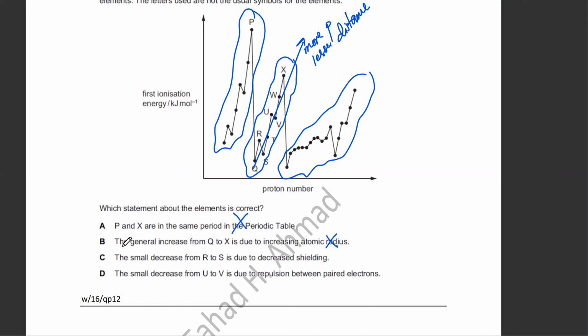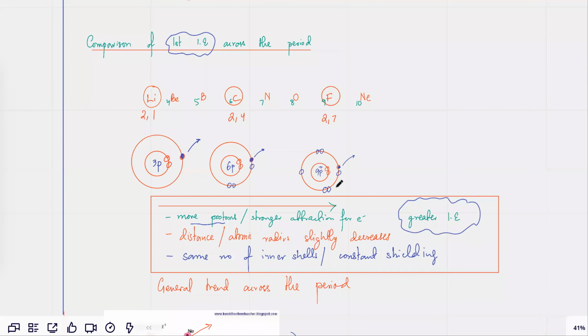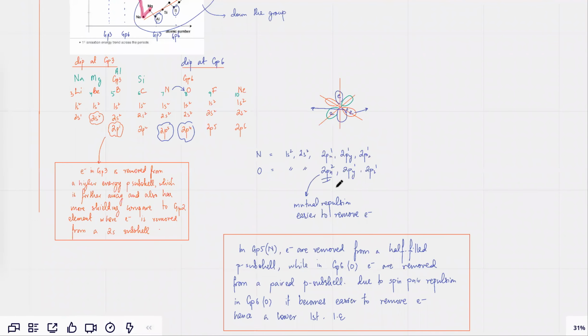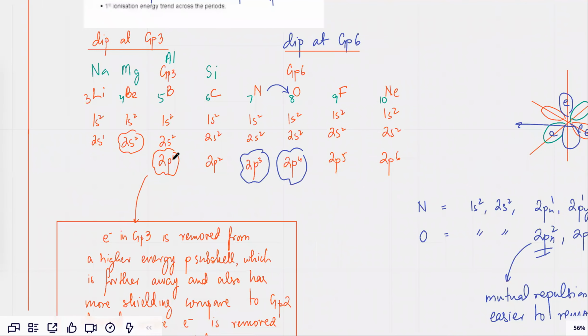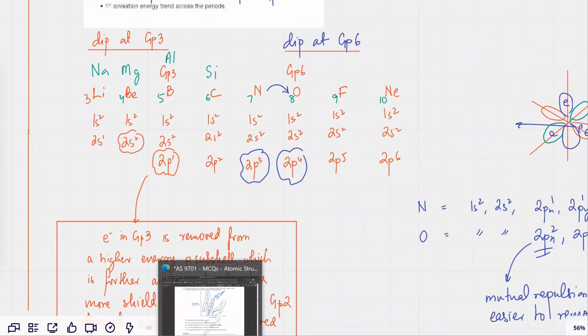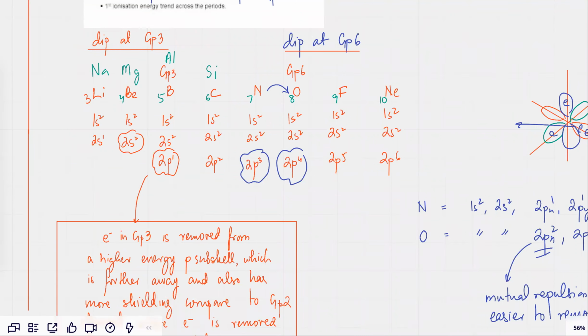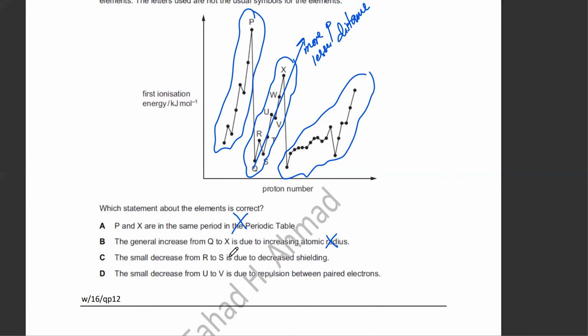So what about C now? The small decrease from R to S is due to decreased shielding. So there's a dip at R to S. This is group 3. Why is there a dip at group 3? At group 3 the shielding kind of increases. The electron is slightly further away. It's more shielded. So that's why there is a dip at group 3, because the orbital is slightly further away. So the small decrease is due to increased shielding, not decreased shielding. Is this clear?